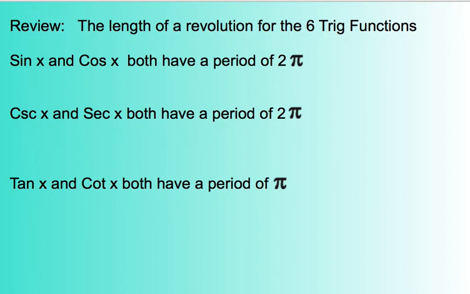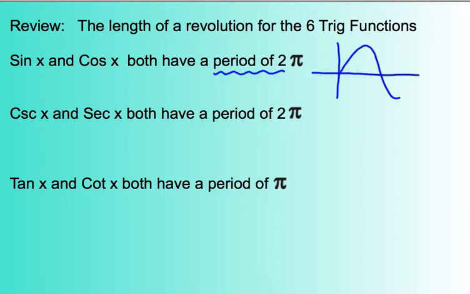This is what you learned about in Chapter 4 of trigonometry. To review with you, for a sine and cosine function, they both have a period of 2 pi. If you remember the sine function, it comes up, it goes back down, starts at 0, finishes at 2 pi, that's 1 revolution for the parent function.